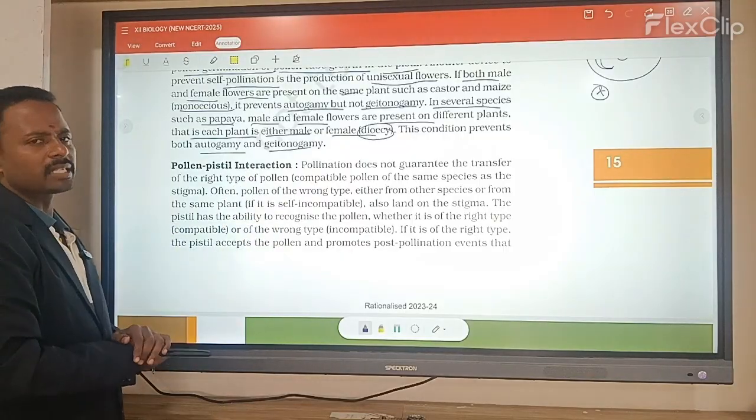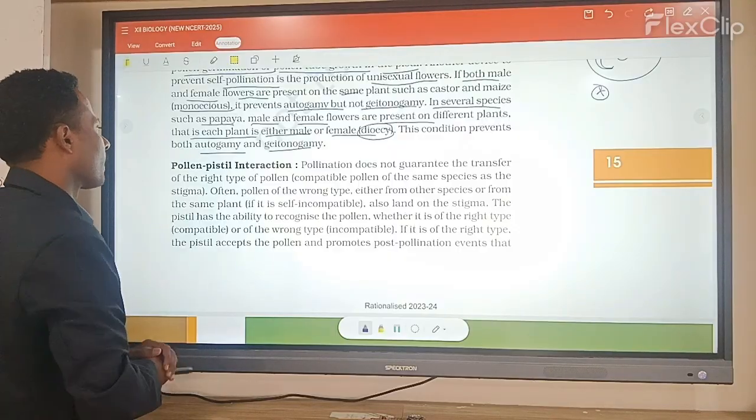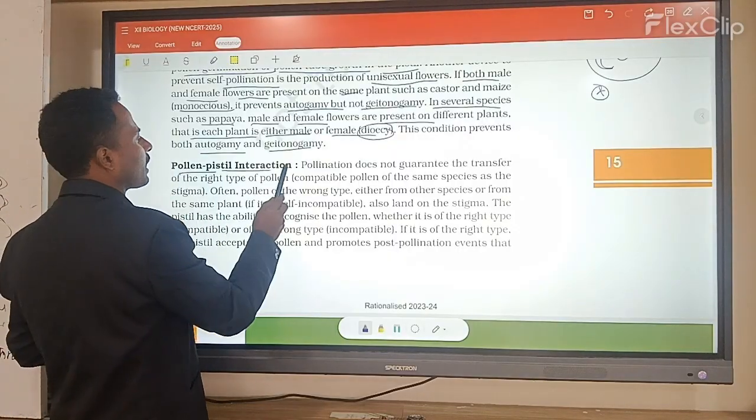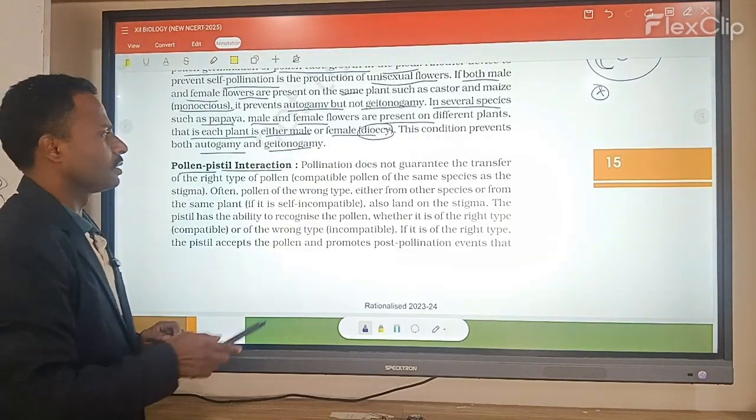So different plants produce different kinds of sex organs. Next, what is a pollen-pistil interaction? Let us discuss what a pollen-pistil interaction is.